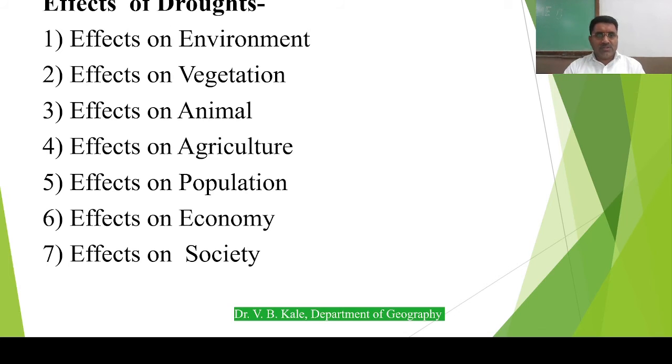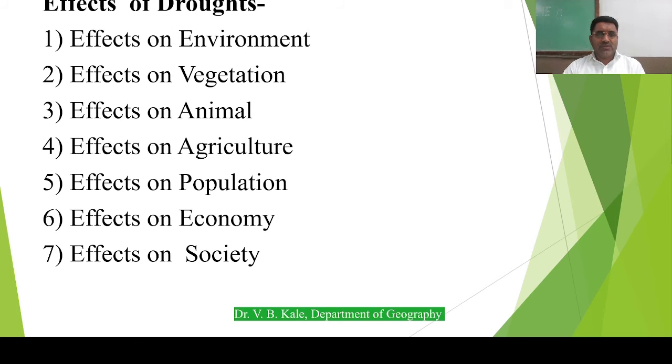Effect on the environment. First and foremost, the effect is always on the environment, because most of the living things, which may be plants, animals, shrubs, herbs, insects, birds, amphibians, reptiles, everything is facing the problem of drought, and they have to adapt themselves according to the environment. So it is the first effect of the drought on the environment.